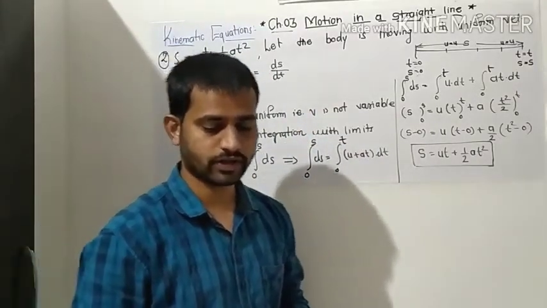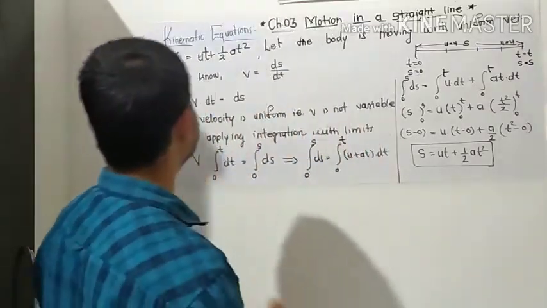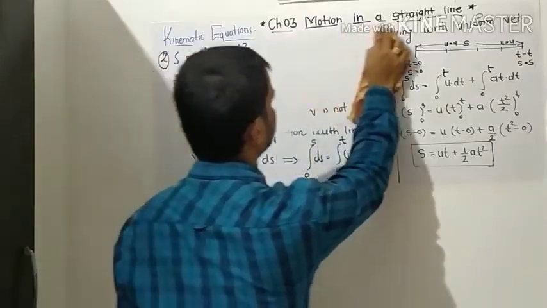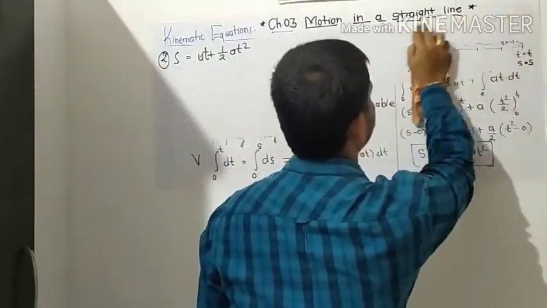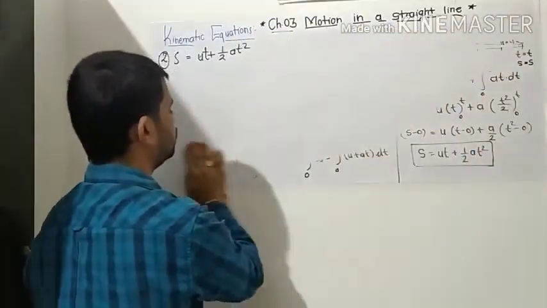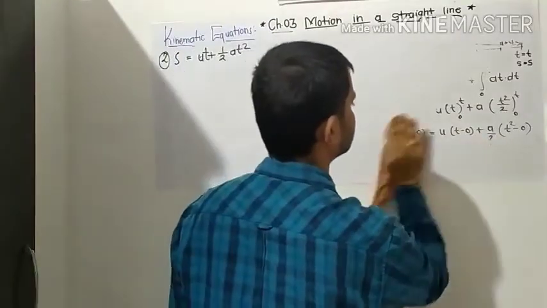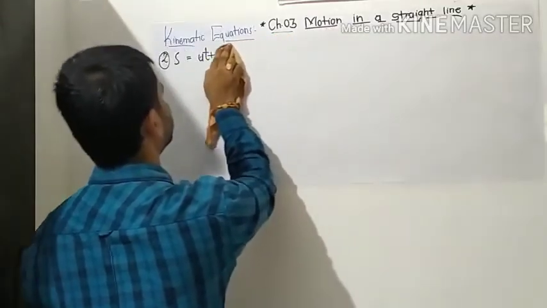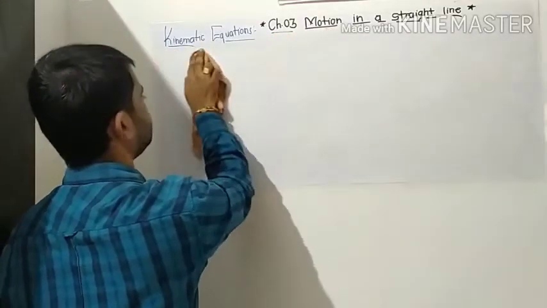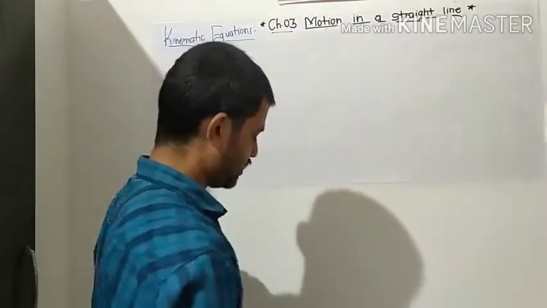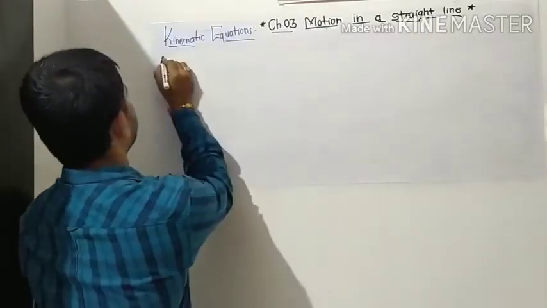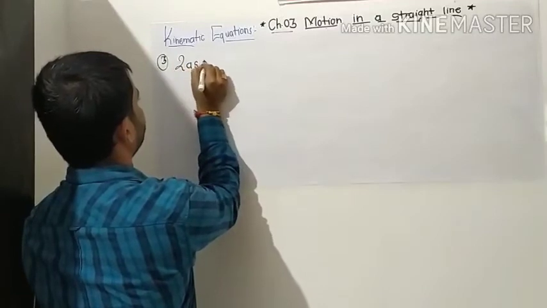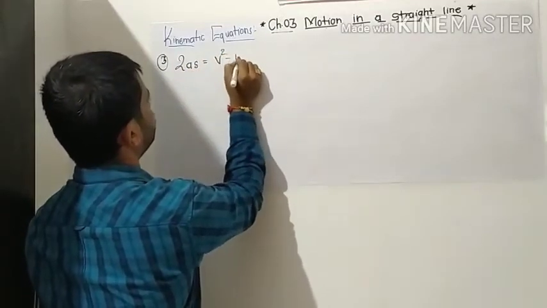Now we have to go for the third equation of the kinematics. What is the third equation? It is v square minus u square is equal to twice as. If I write it down here, the third equation is twice as is equal to v square minus u square.